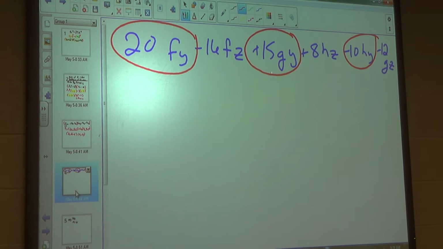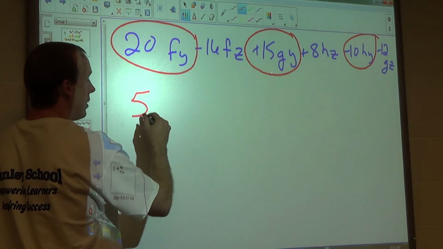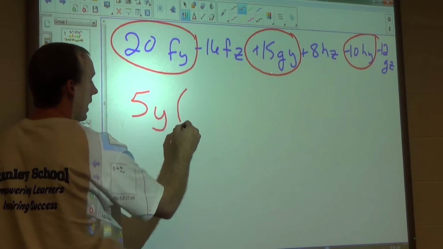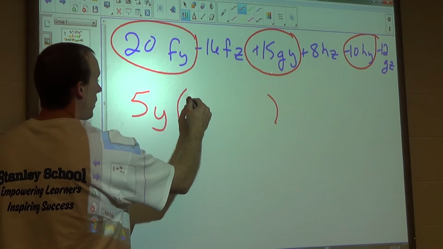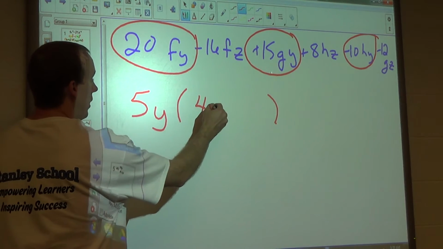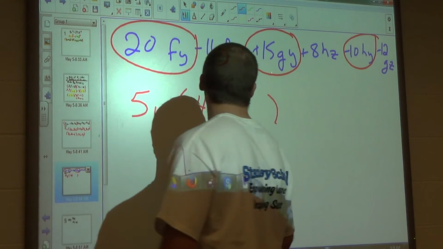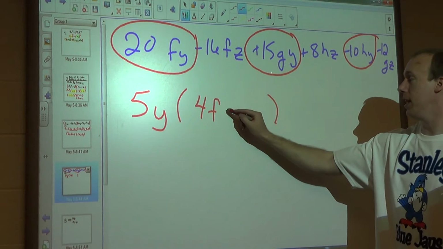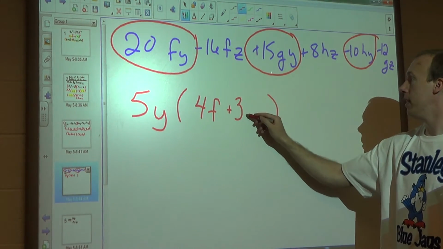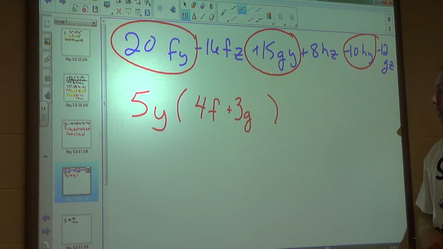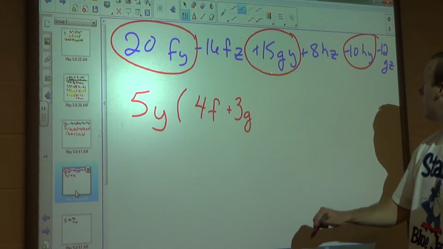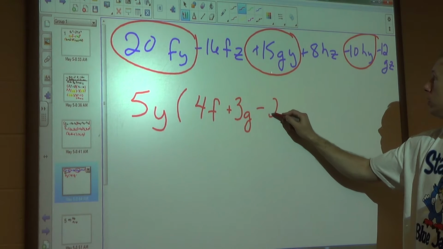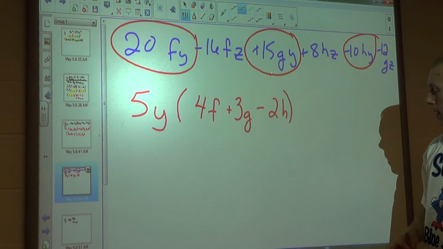So what's common on this first one here? A 5, yep. Anything else? A Y. Okay, so I'm going to have a 5Y that comes out here. 5 times what gets me to 20? 4, and then an F. That parenthesis might not be big enough. 5 times what gives me 15? That's a 3, and a G. And then 5 times what gets me to negative 10? That would be a negative 2, and then an H.